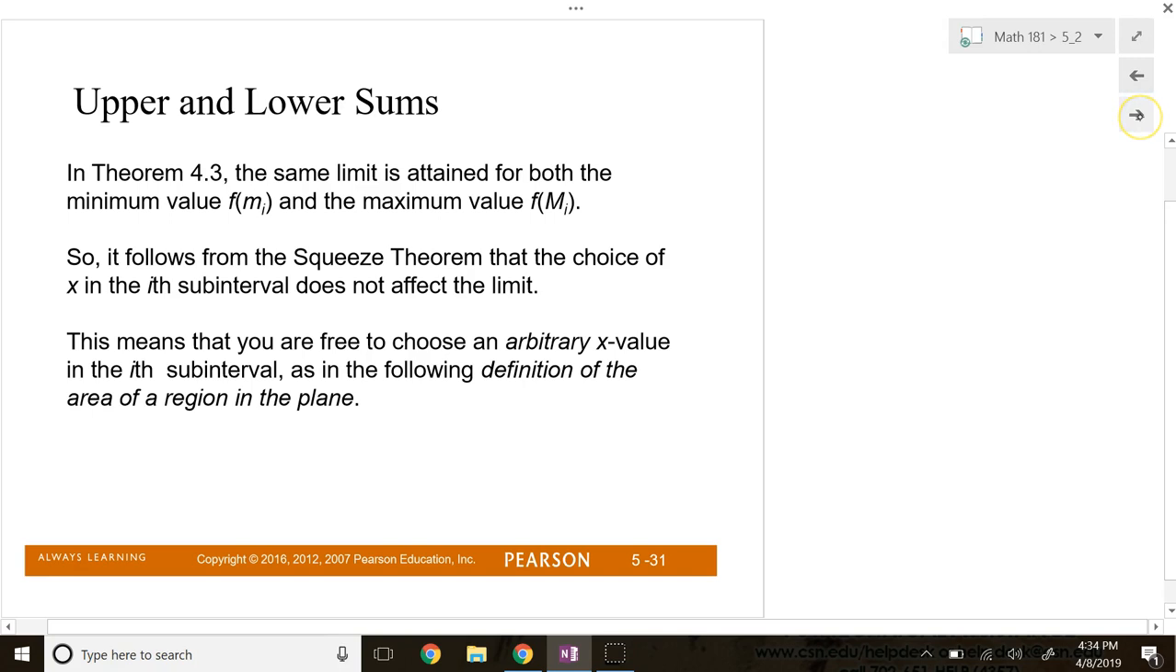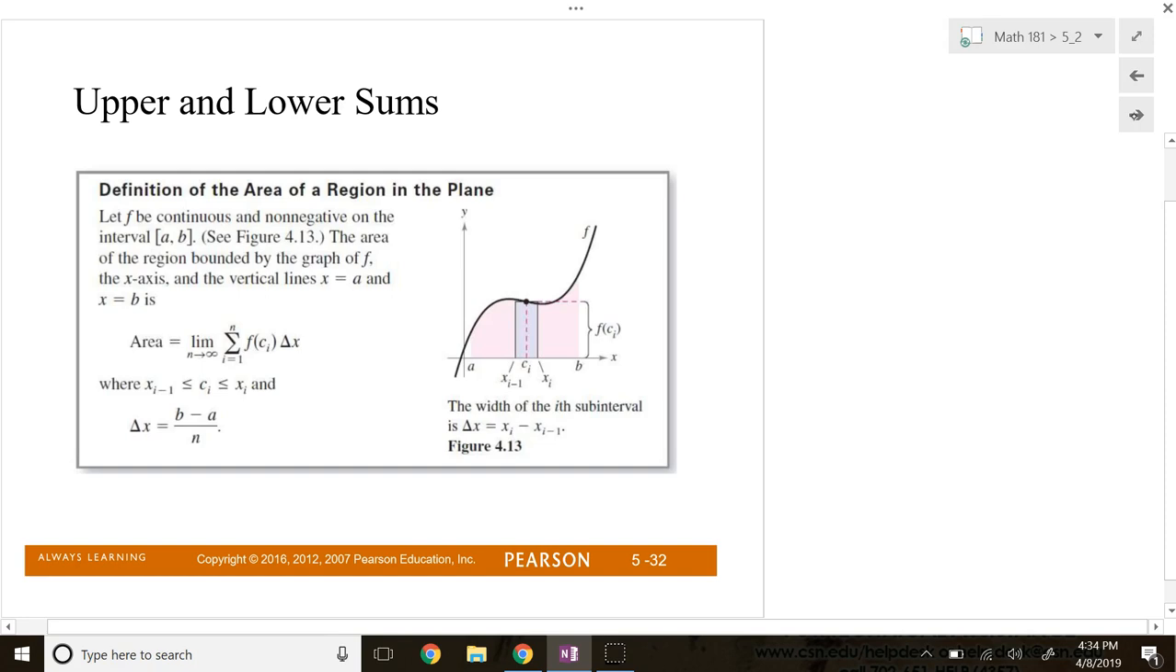So your squeeze theorem, the choice falls from the squeeze theorem. The choice of x on the ith subinterval does not affect the limit. In other words, it doesn't matter if we took the left hand or the right hand or even the midpoint, because we're letting the number of subintervals go to infinity, running the limit on that. So it makes no difference.